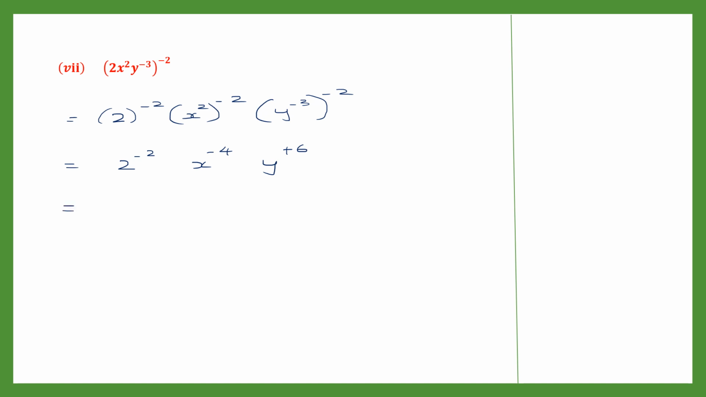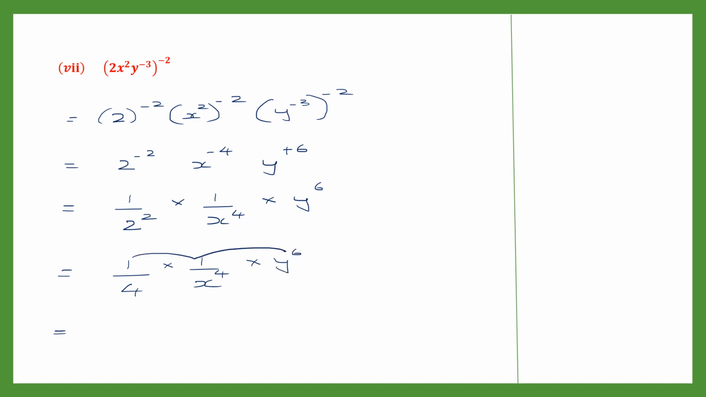So 2 to the power of minus 2 means we can write it as the reciprocal 1 by 2 and change the power to positive, into, now here x to the power of minus 4, again write the reciprocal and make the power positive, and this is y to the power of 6. So this will now be 1 over 2 twos are 4, into 1 by x to the power of 4, into y to the power of 6. So when you multiply it all, 1 into 1 is 1 into y to the power of 6 is y to the power of 6. And in the denominator we have 4 x to the power of 4. So this is our final answer.